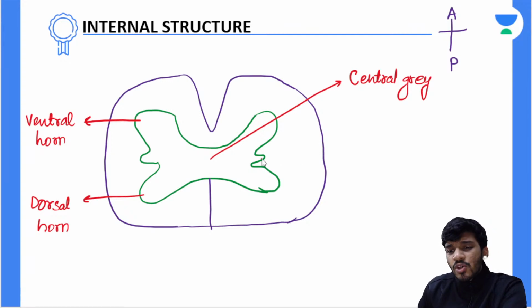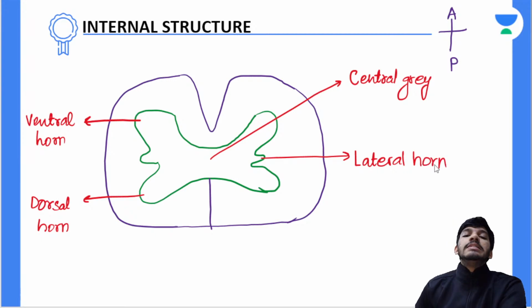And this horn may or may not be present, that is called the lateral horn. It is only present in the thoracolumbar segments where you have a sympathetic outflow or a parasympathetic outflow. It is only present when you have an autonomic nervous system, only in those spinal segments where you have an autonomic outflow.